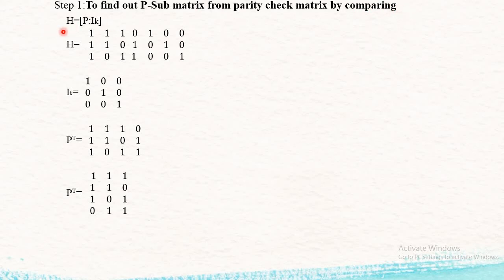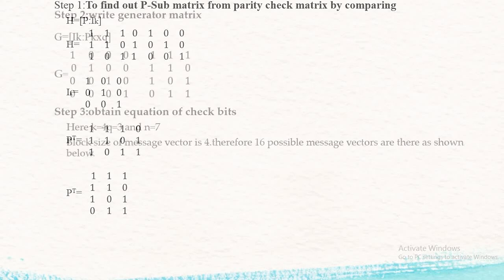In this case, H is equal to [P transpose : I_k], which is the representation of a parity check matrix. The second part indicates your identity matrix, and the first part indicates the P submatrix transpose. It is not in the normal format, it's in the transpose format. For finding the actual value of P, we take the transpose of P transpose. So what is your P? P comes out to be 111, 110, 101 and 011.